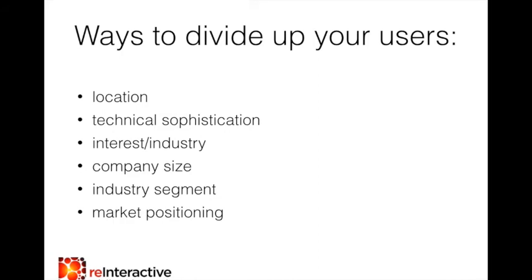Great. So just a quick summary, we can divide our users in lots of different ways. We've gone through location, technical sophistication, interest or industry, company size, and there are other ways we could do it. Actually, I've just got one on those two industry segments and marketing position. Just to give people an example of what that is, that's simple.